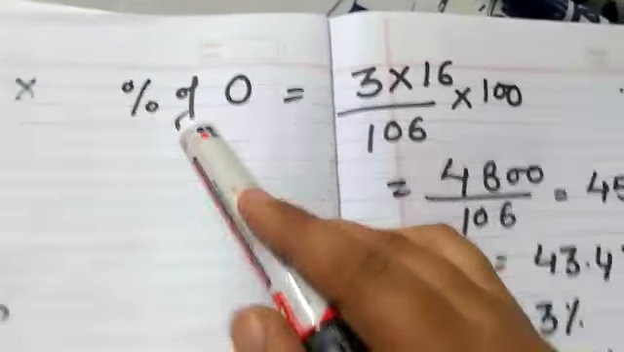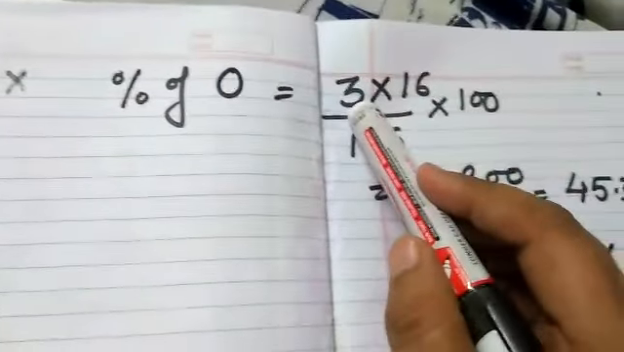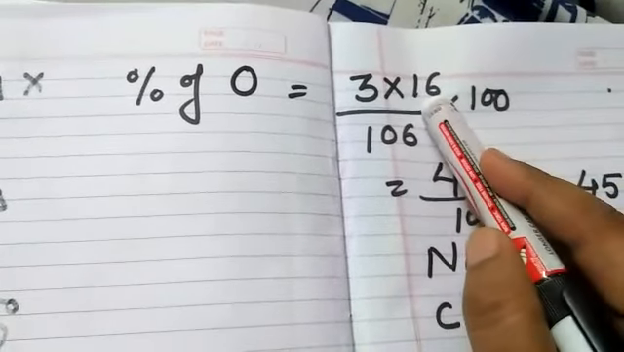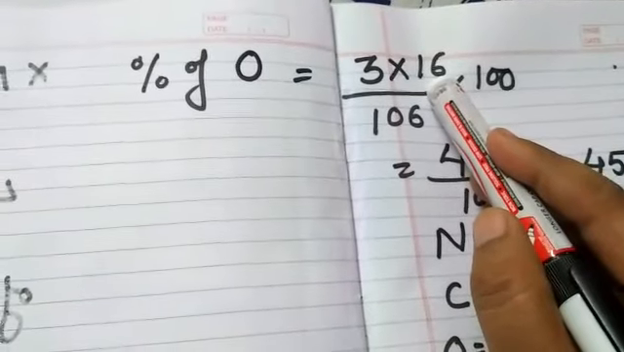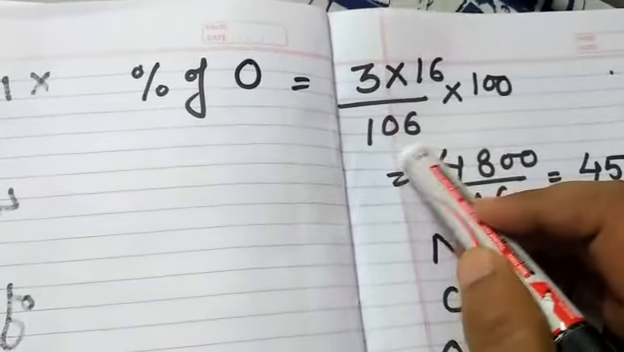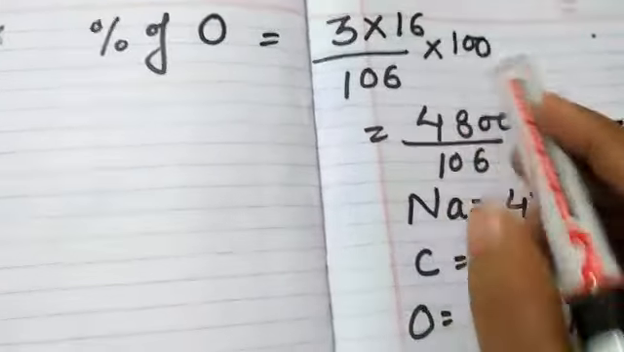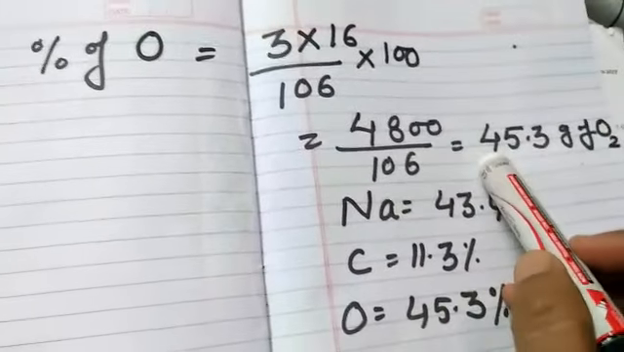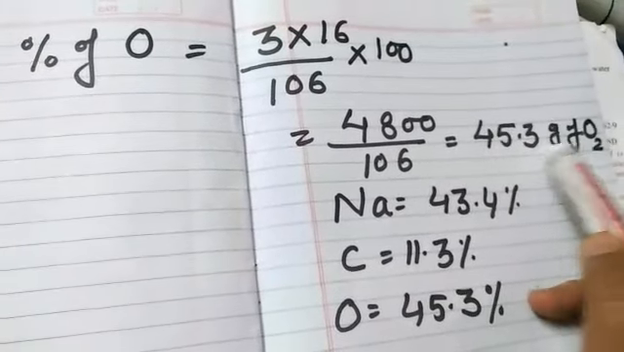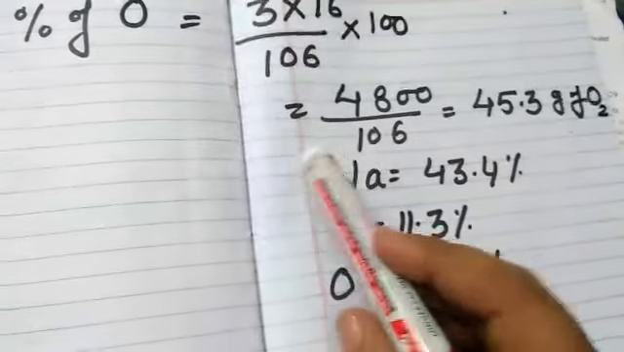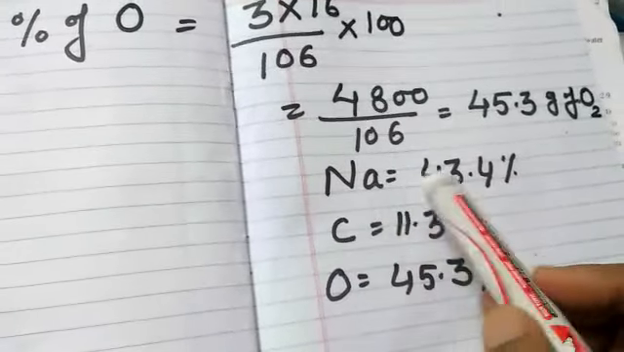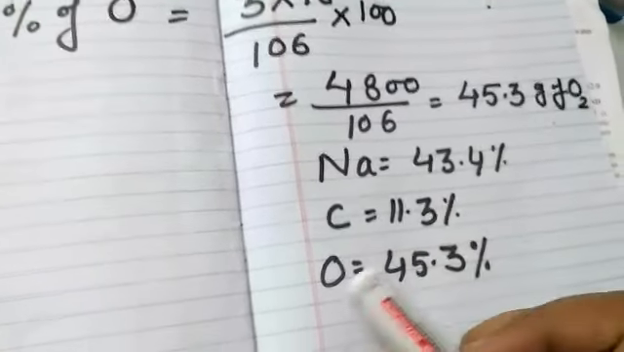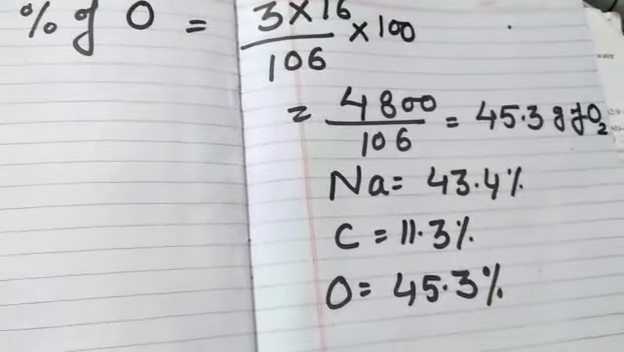Next we have to find out the percentage of oxygen. In sodium carbonate we have 3 oxygen atoms. So 3 multiplied by the mass of each oxygen atom, that is 16, divided by the total mass of the compound, multiplied by 100. After solving, it comes out to be 4800 over 106, which is 45.3 grams of oxygen. So in the answer, how will you write it down? Percentage of sodium is equal to 43.4%, carbon 11.3%, and oxygen is equal to 45.3%.